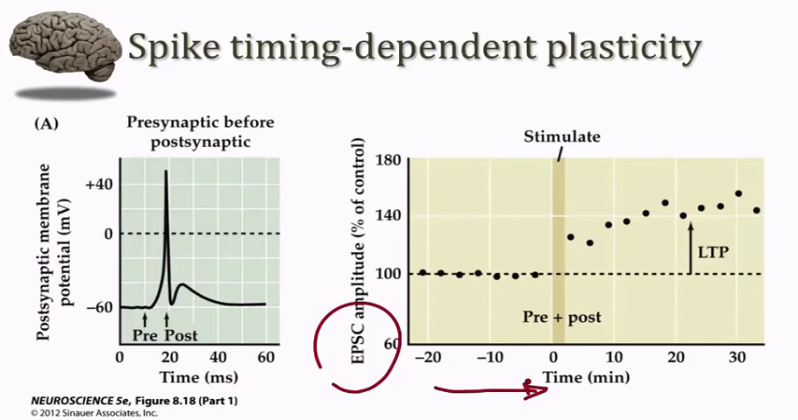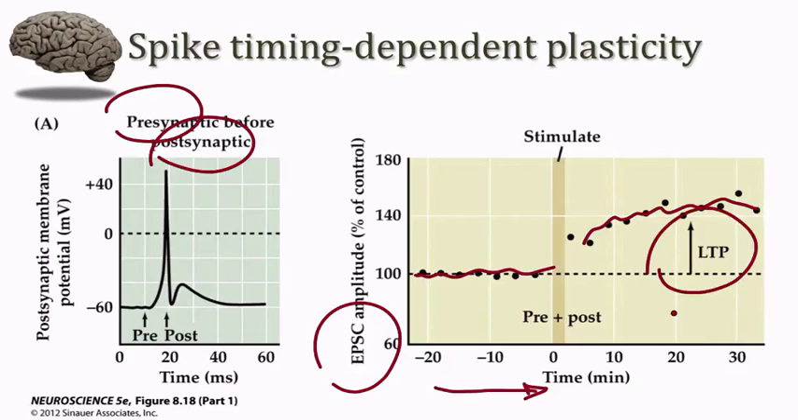And what we find is that when we provide that stimulus, where the presynaptic input happens before the postsynaptic input, then there is an elevation of the excitatory postsynaptic current. So the amplitude is increased by about 40%, and this is evidence of long-term potentiation in this pre-before-postsynaptic regime.